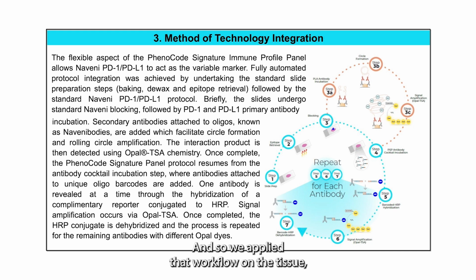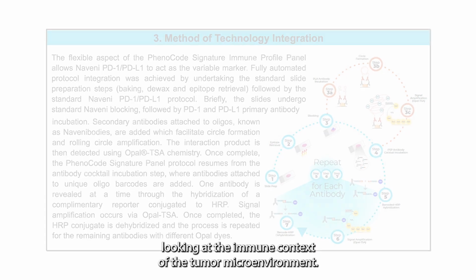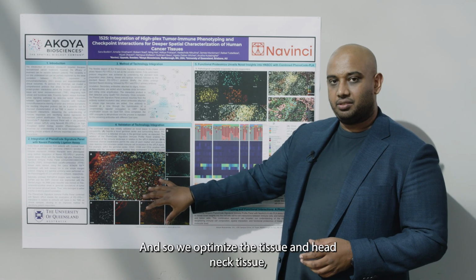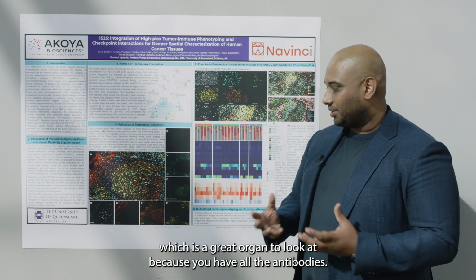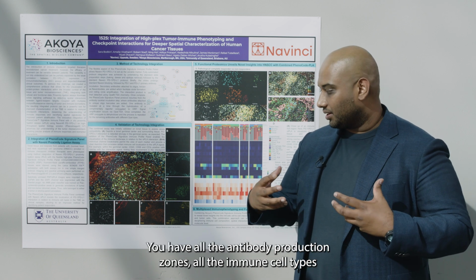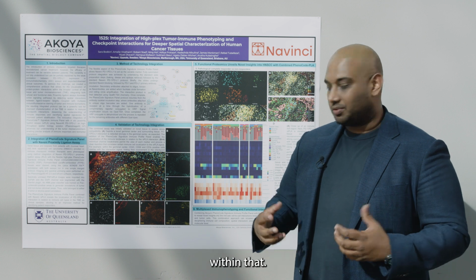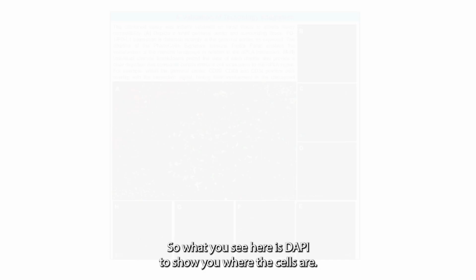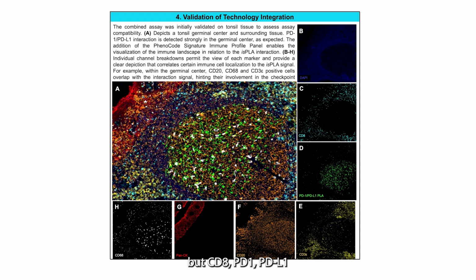And so we applied that workflow on the tissue, and we were able to identify areas of activity within the tumor microenvironment, but then also follow that up with the PSP panel looking at the immune contexture of the tumor microenvironment. We optimized the tissue in head and neck tissue, so tonsil tissue, which is a great organ to look at because you have all the antibody production zones, all the immune cell types within that. What you see here is DAPI to show you where the cells are, but CD8, PD-1, PD-L1, and that's the interaction that you're visualizing in these B cell zones within the microenvironment. But you've also got CD3, CD20, pancytokeratin, and CD8 within the optimized tissue.